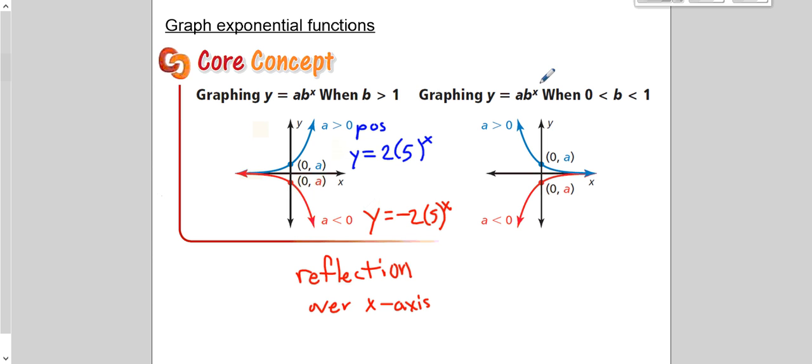And then here, graphing y equals a times b to the x when b is between 0 and 1. So something like 1/2 or 1/3 or 0.2 or 0.7, something like that. Then it's going down to the right when a is a positive number, and it's going up to the right when a is negative. All of these approach y equals 0. They get really close to it, but don't touch it. It looks like it does, but it doesn't.